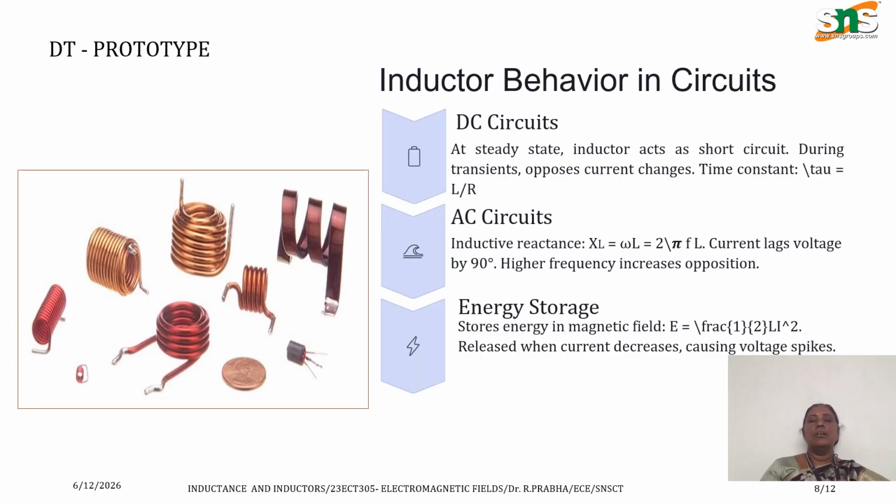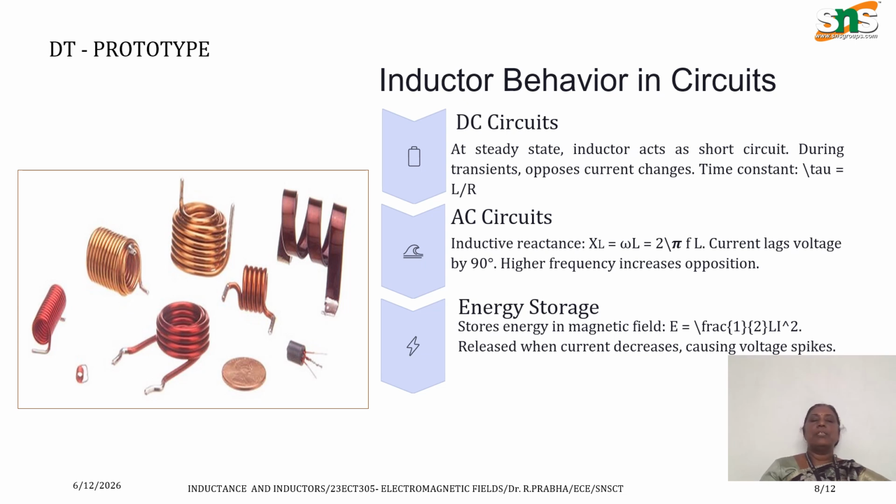So next is the prototype part. Now we see inductor behavior in circuits. In DC circuits in steady state, the inductor acts as a short circuit. During transient, it opposes the current changes. And the time constant tau is given by L by R.